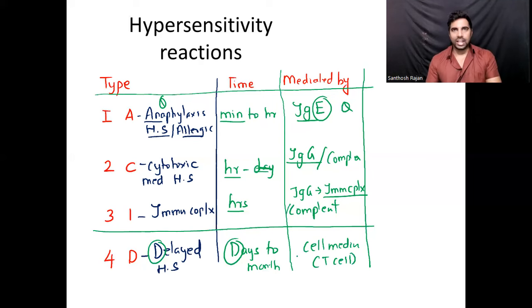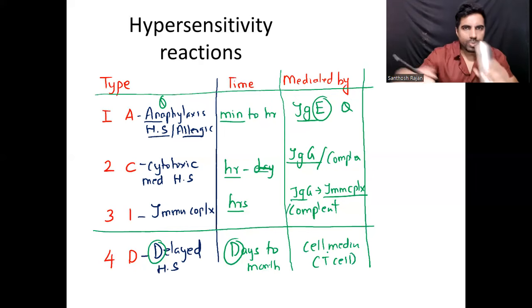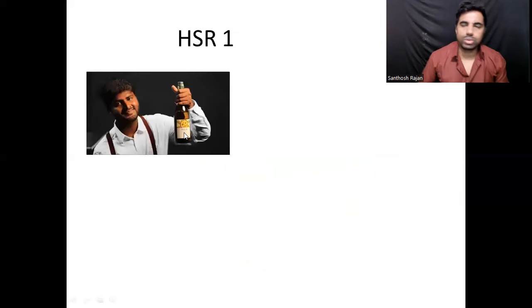And then the last one is delayed. Delayed means it's not B cell. These are all immunoglobulins, no? So they are all B cell mediated. This is T cell, delayed hypersensitivity reaction. That's it. So this is for the types of hypersensitivity reaction. Now, individual.